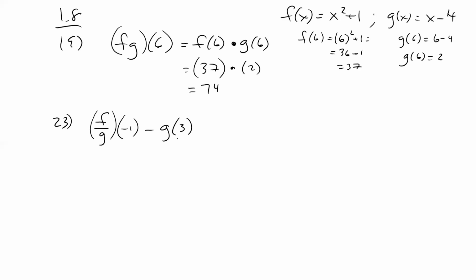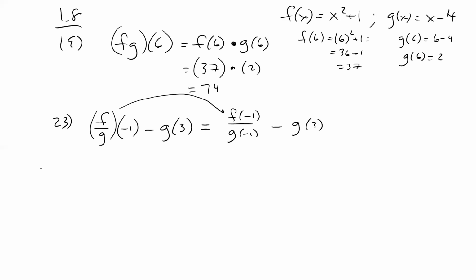All right, let me plug it in. Let's see what happens here. So this one's going to be a little bit of a tough one. This guy is going to be f of negative 1 on top, g of negative 1 on the bottom. We good? Because that's what this means. Then it's going to be subtraction of g of 3.